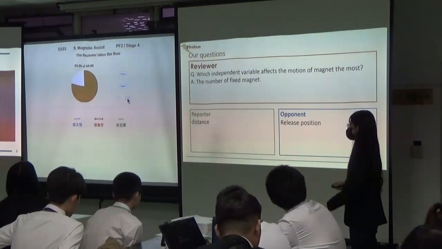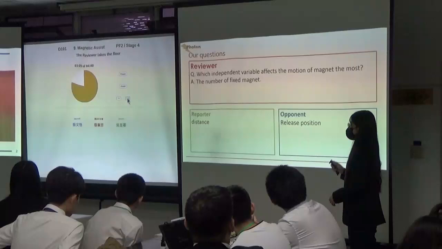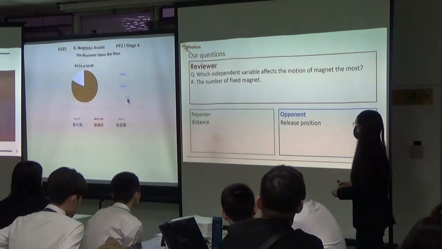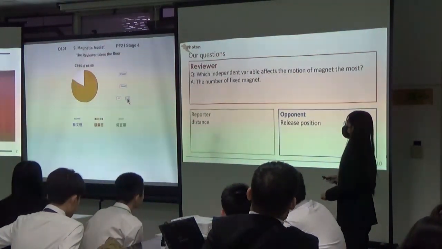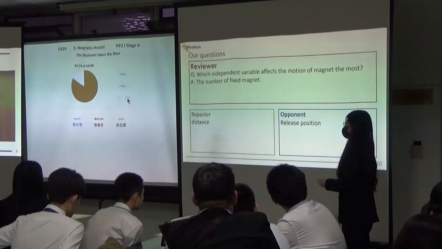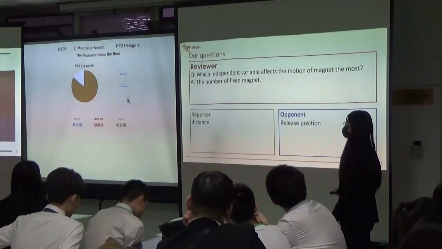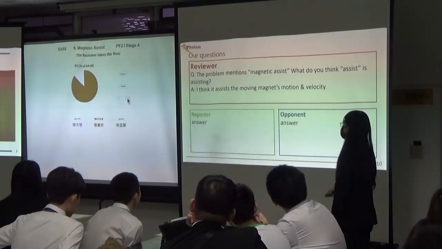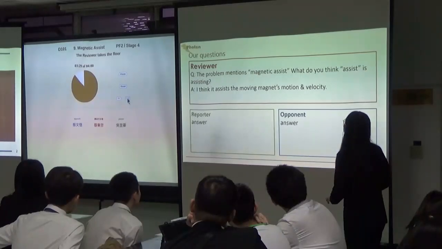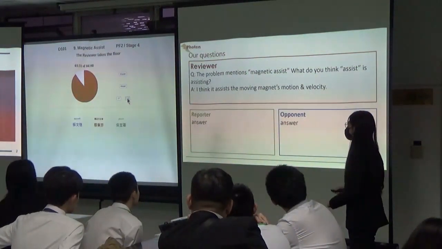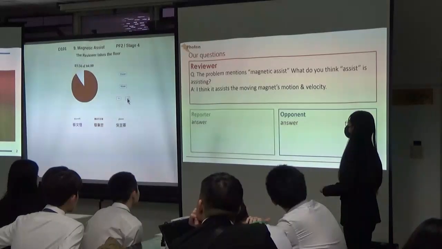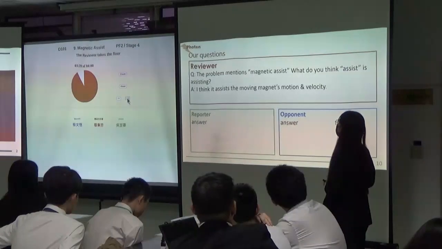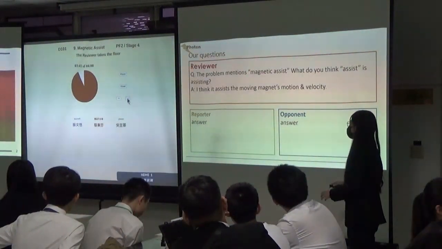And which independent variable affects the result of the motion of the magnet? The reporter said it's the fixed magnet and the moving magnet distance. And the opponent said it's the moving magnet release position. And I think it's the number of fixed magnets because when the number of fixed magnets increases, the magnetic force will decrease. And I asked them, the problem mentioned the magnetic assist, and what do you think assist is assisting? And the reporter said it is the velocity, and the opponent didn't answer me, and I think it assists the moving magnet's motion and the velocity.